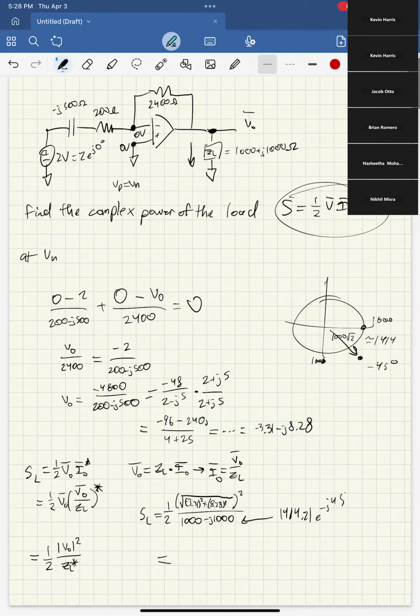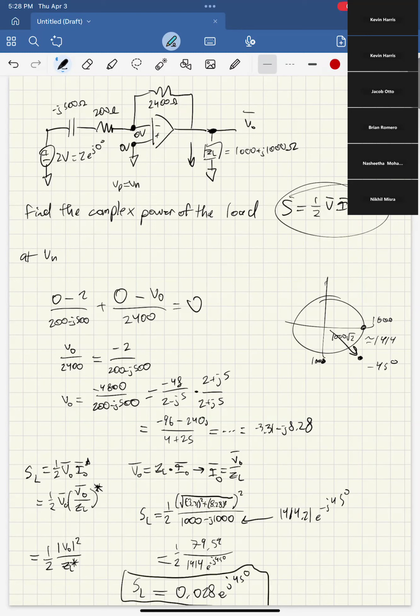So then if you plug this all in, you end up getting 1/2 times 79.52 over that 1414 e to the negative j45, which is ultimately equal to 0.028 e to the j45 degrees, and that is your power. And that would be your answer.